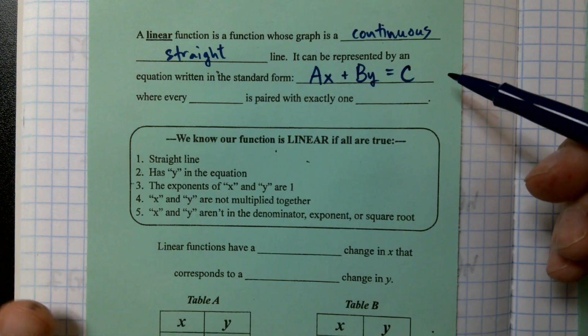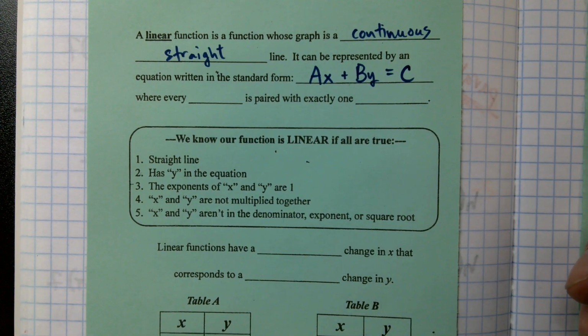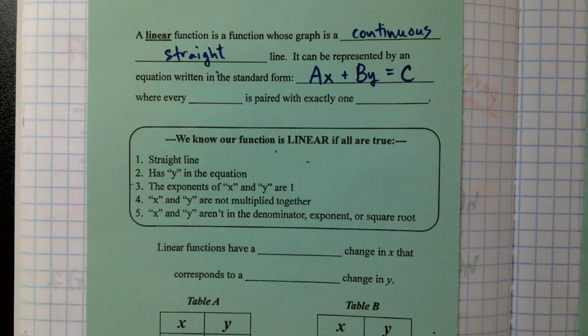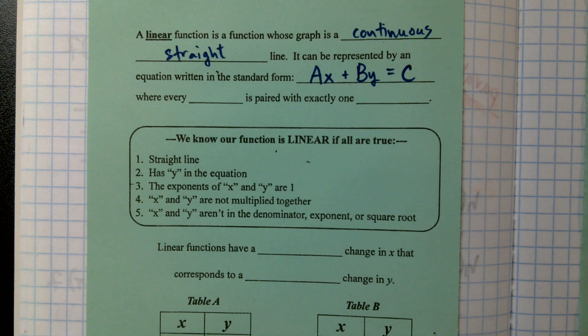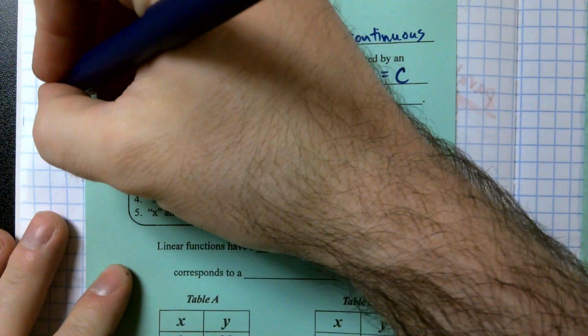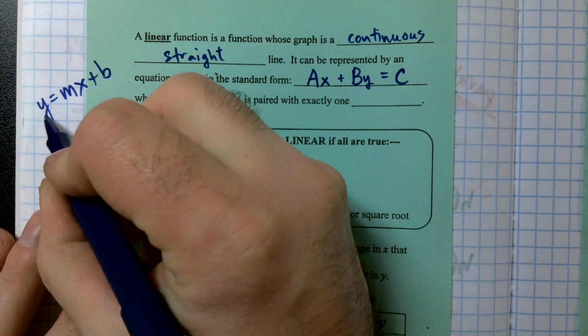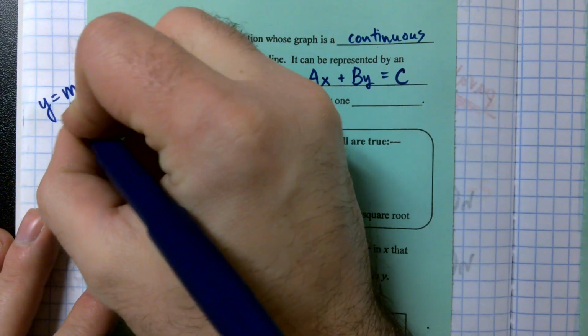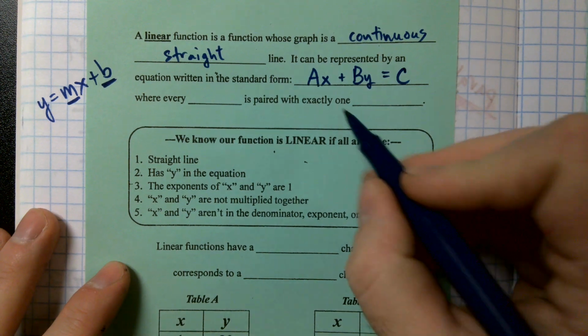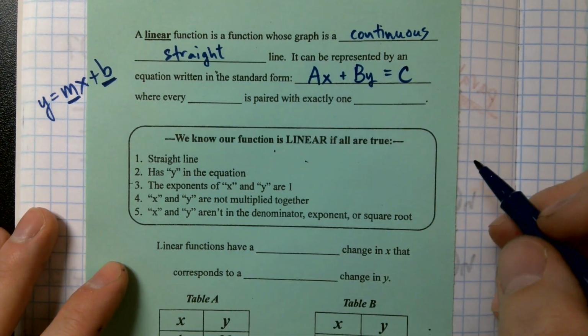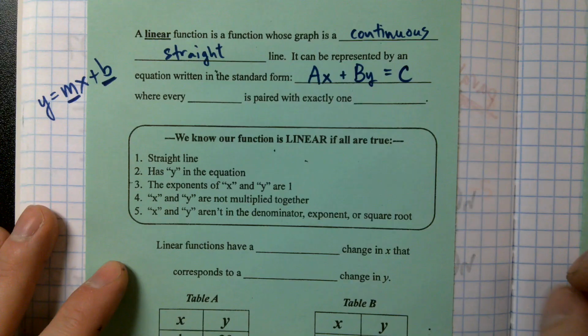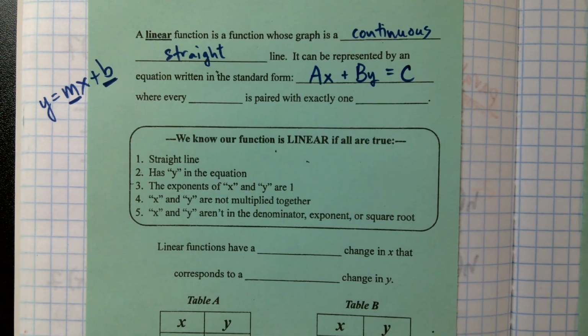Have you guys ever seen standard form written out before? Some of you have, some of you haven't. So standard form is just a reworked version of the slope-intercept form. Do you guys remember what slope-intercept form looks like? y = mx + b. This is slope-intercept form because you have a slope and you have a y-intercept. Ax + By = C is the exact same thing, just written in a different way, and we'll see that in a second.